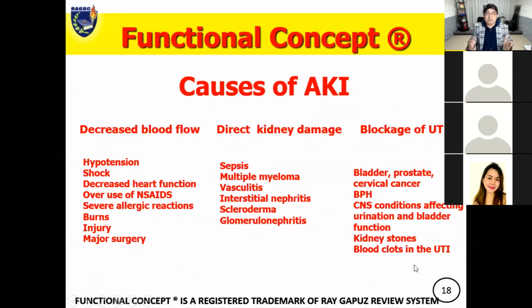So let's simplify this. Any condition that decreases the flow of blood like shock, burns, is considered the pre-renal factors. Any condition that directly damages the kidneys, these are your intrarenal factors. And any condition that tends to block the urinary tract, these are known as your post-renal factors. So BPH, post-renal; glomerulonephritis, intrarenal; burns, pre-renal; shock, pre-renal; sepsis, intrarenal. Okay, excellent. So let's move on.